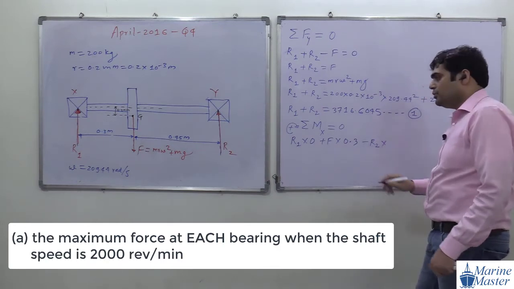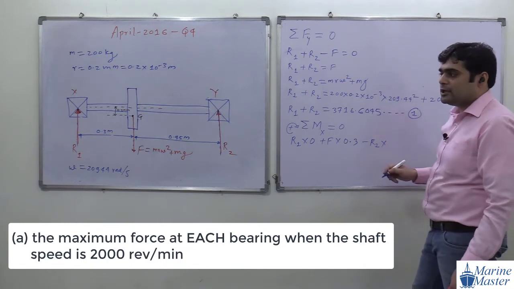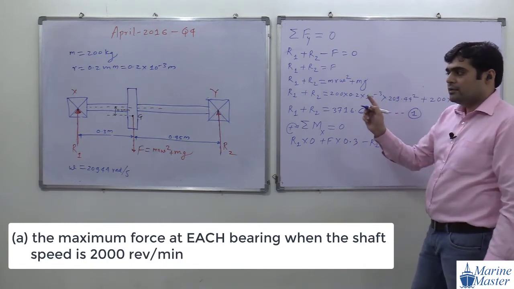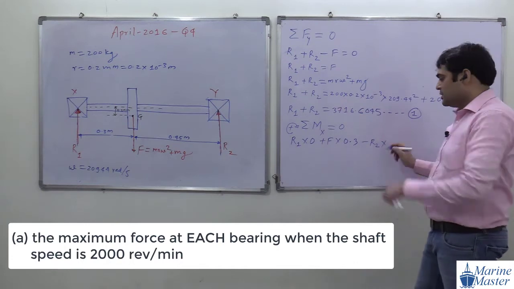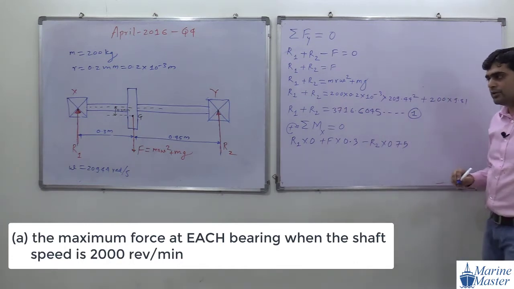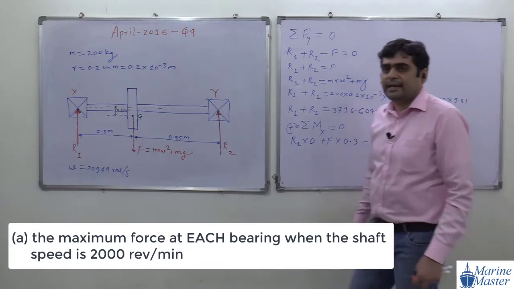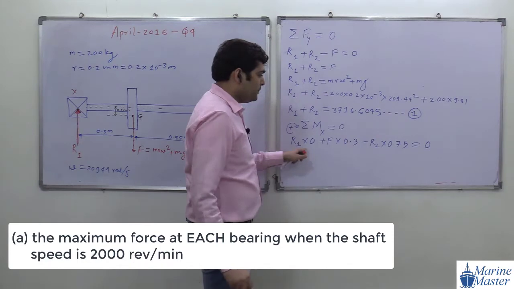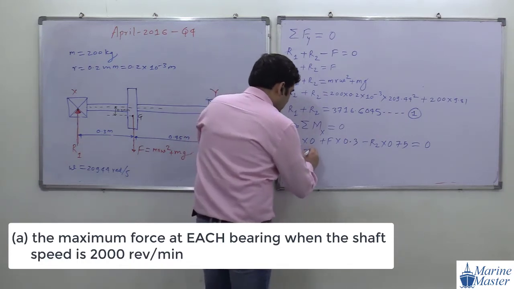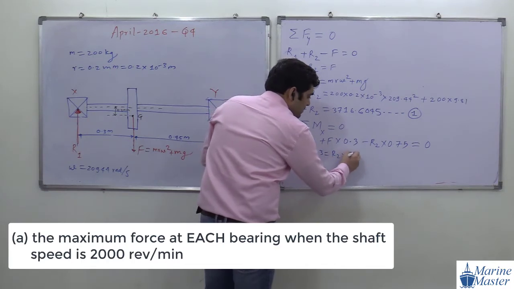So R2 into perpendicular distance will be what? 0.75. Very good, guys. Equal to 0. So this term will become 0. So F into 0.3 will be equal to R2 into 0.75.